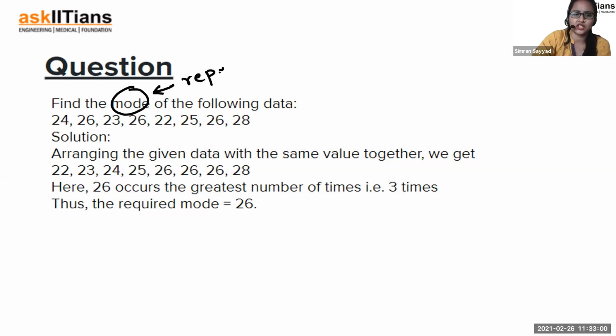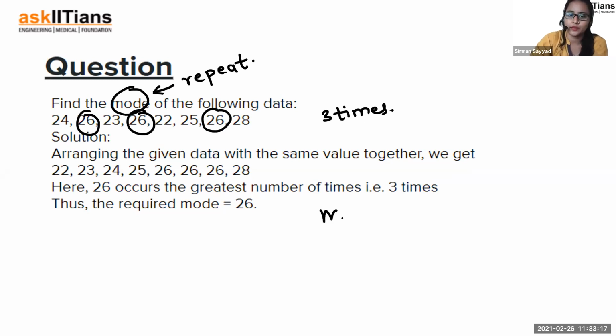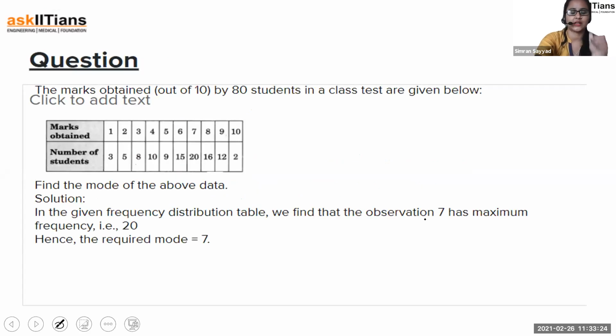Repeat होता है. Just keep in your mind, repeat होता है. So 24, 26, 23, 26, 22, 25, 26, 28. What you can see, 26, 26, 26. This is occurring the greatest number of times. How many times is it occurring? It is occurring 3 times. So what is your mode? Yeah, so your mode will be 26. Understood? Perfect. Next question.